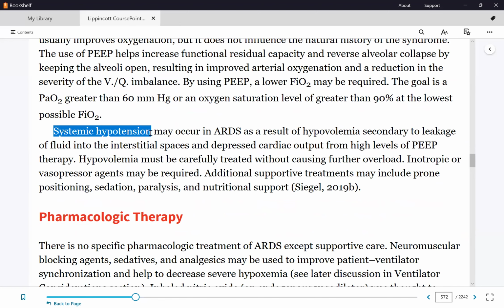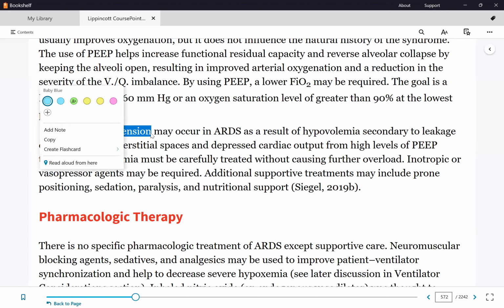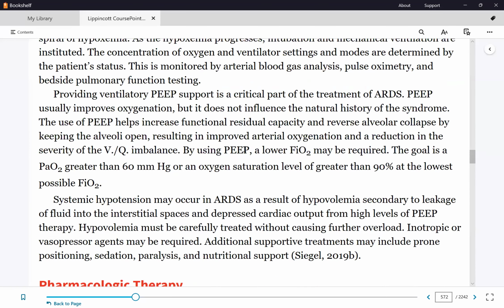Hypotension occurs in ARDS. Why? The lungs are wet. So what happens to the cardiac workload? How much effort does the heart have to do to pump blood? A lot, right? So the cardiac workload increases, so what happens to cardiac output? Decreases. So that's how it leads to hypotension.